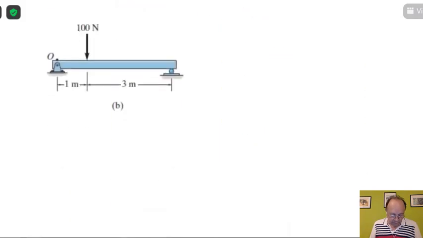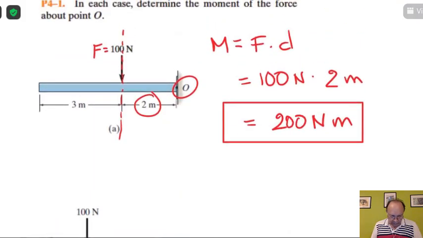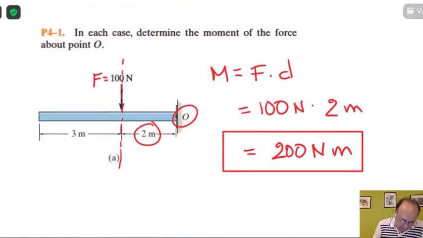Next problem. Very similar. You know what? Let me go back to this one right here. One second. In this problem, I would like to point out the fact that this force going down like this tends to show us some kind of rotation about the point O in this direction, right?